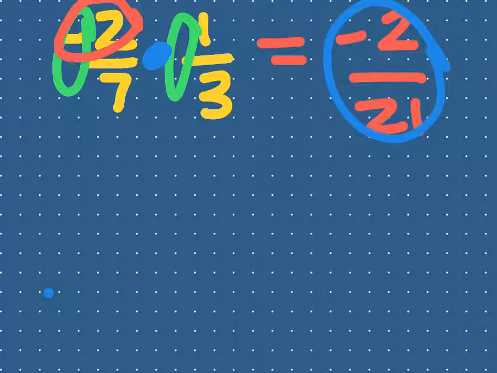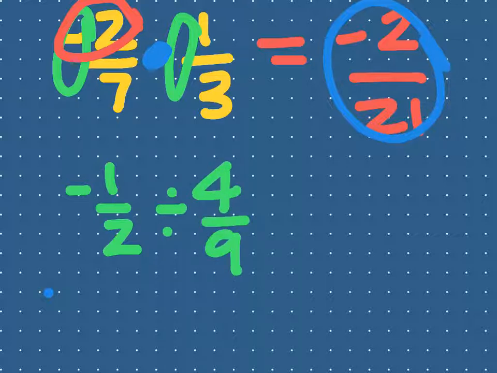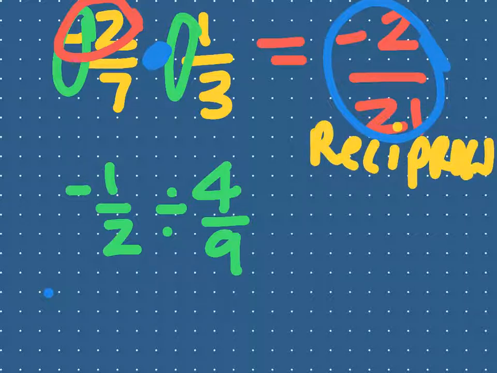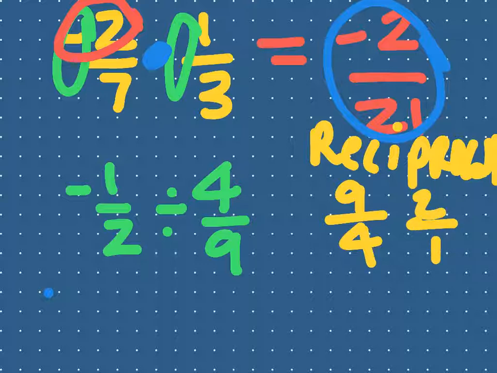Okay, for dividing, we have -1/2 divided by 4/9. So what we have to do now is remember reciprocal. A reciprocal is basically the opposite of whatever number. The reciprocal of 4/9 would be 9/4. The reciprocal of 1/2 would be 2/1. So basically whatever is the opposite.